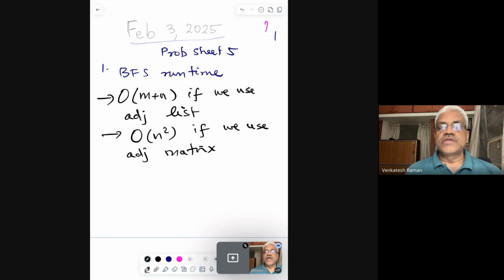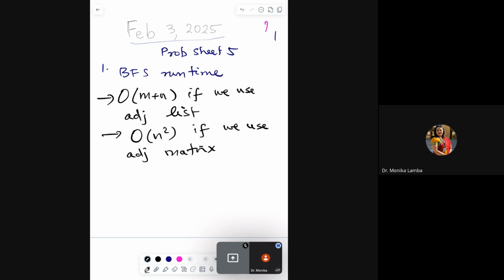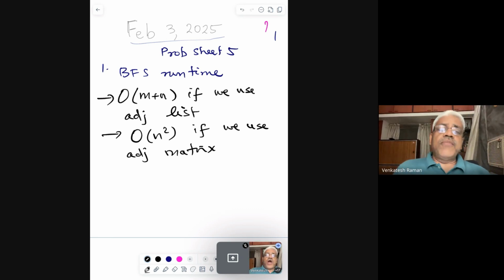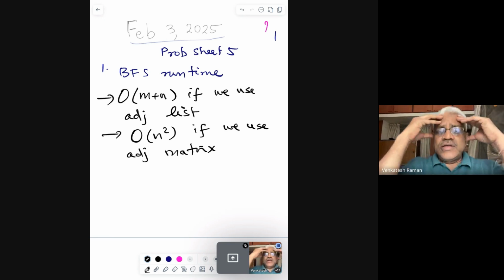Okay, can somebody answer that? If we take a complete graph, then we have at most n into n minus 1 upon 2 edges. Correct. So if we solve that also, then we will also get n square. That's the point. So why am I making a big deal about these two different runtimes? Because the first runtime is also big O of n square anyway, because m is at most n square. So why is the difference even important?